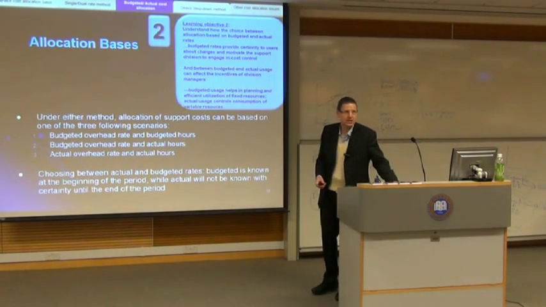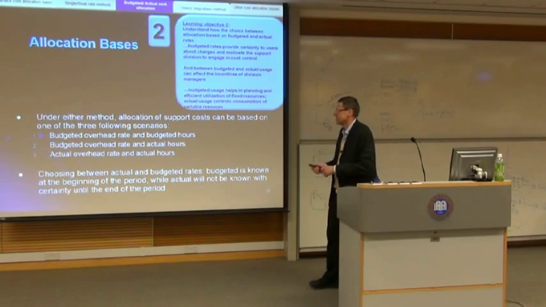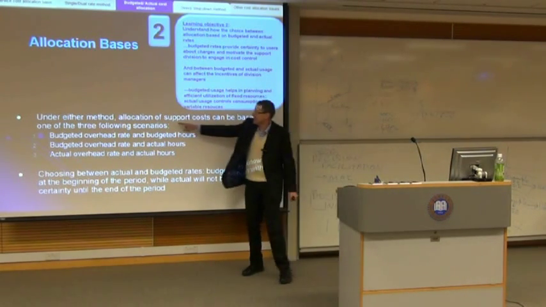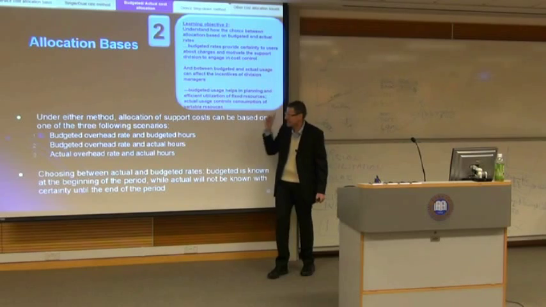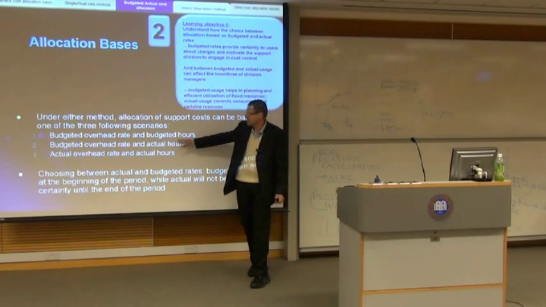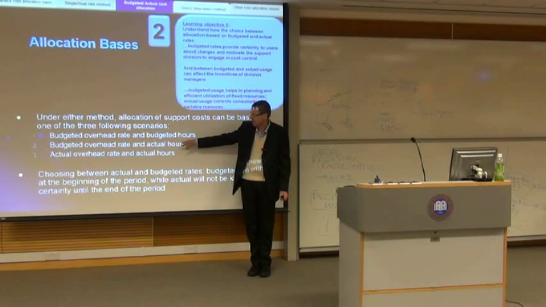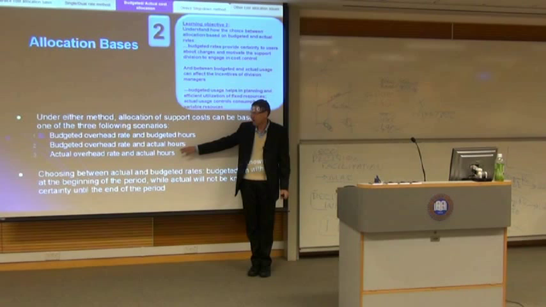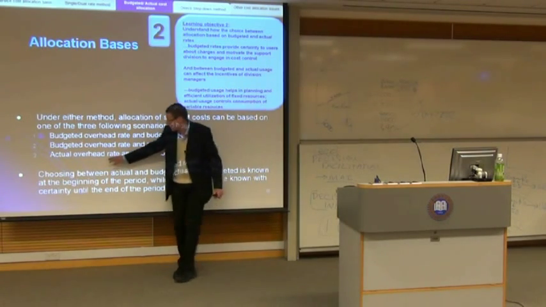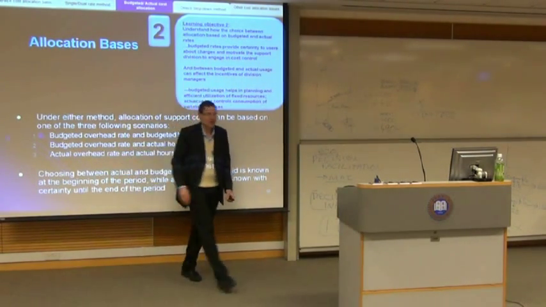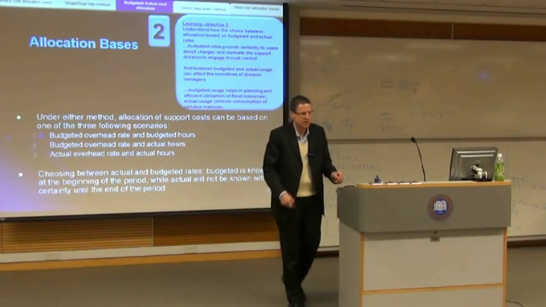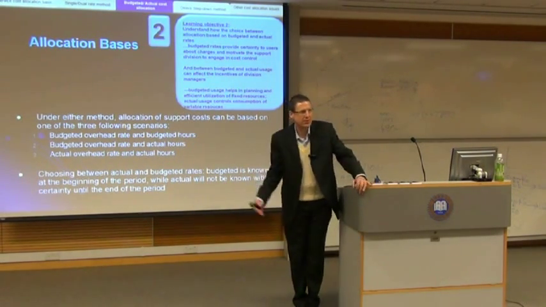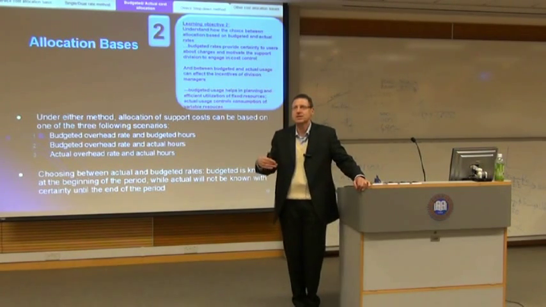And we want to just do some comparison of the allocation basis. Under either method, allocation of support costs can be based on one of the following scenarios: budgeted overhead rate and budgeted hours. Budgeted overhead rate and actual hours, which is what we did with the dual rate. Or actual overhead rate and actual hours. It's very hard to work on actual overhead rate. It really doesn't have much meaning at the start of the period, because at the start of the period you want to set up a budget.